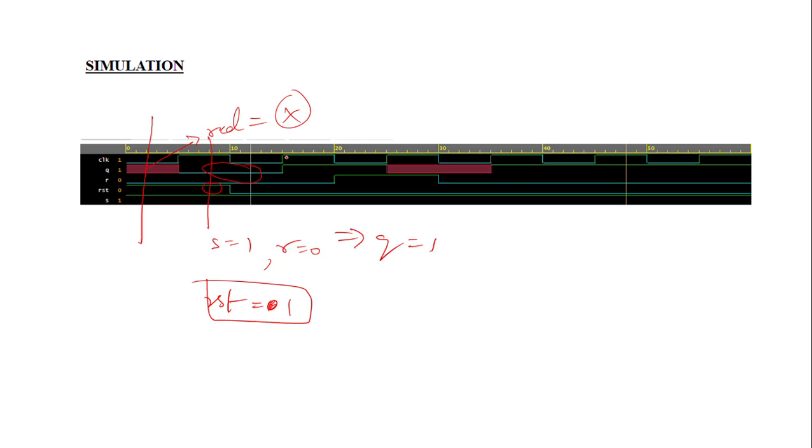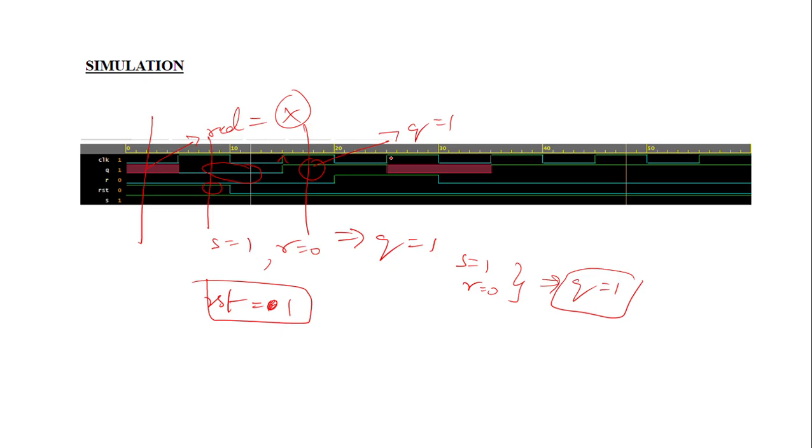Next passage of clock happens here, so you can cross-check again. Your S value is equal to 1 and your R value is equal to 0. So if S is equal to 1 and R is equal to 0, our Q value is going to be 1. See here, your Q value is 1. Like that, you cross-check whether your waveform is correct or not according to your functional table.